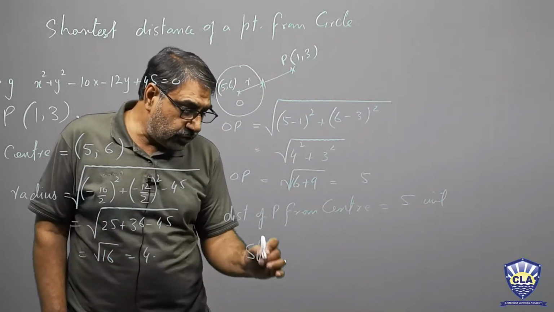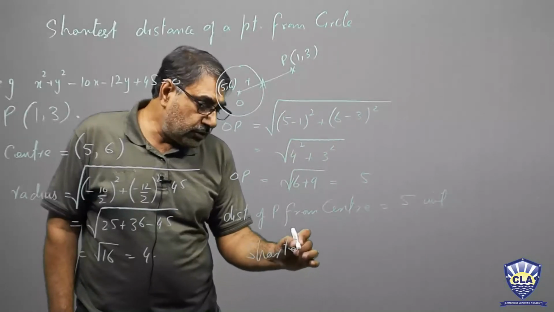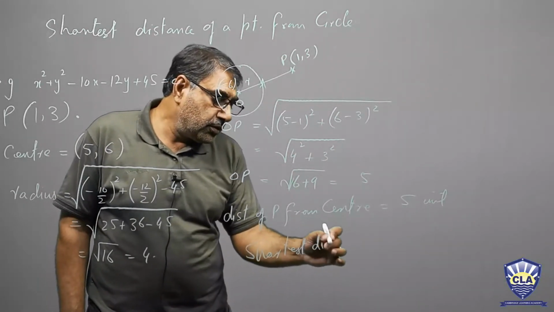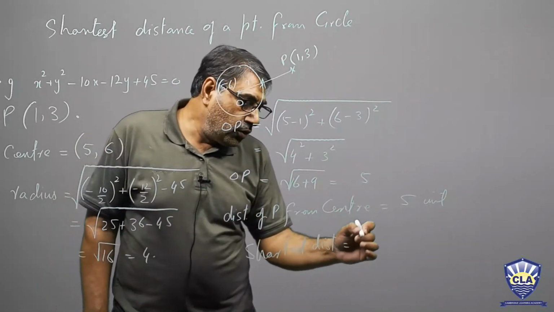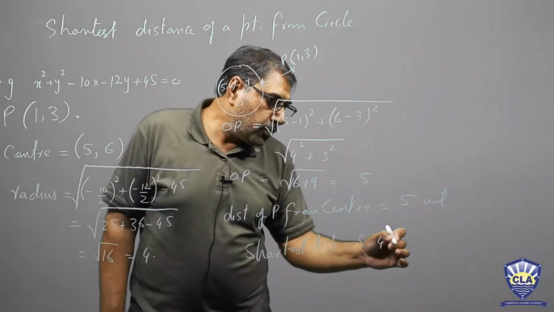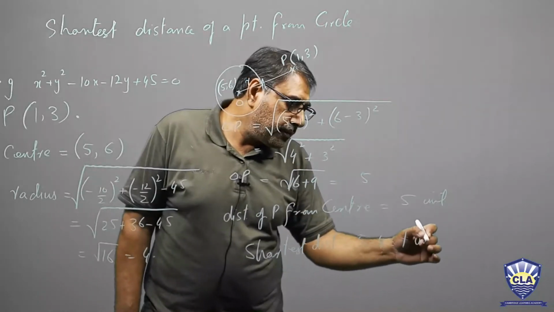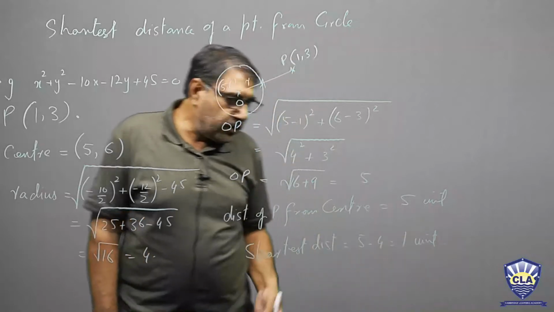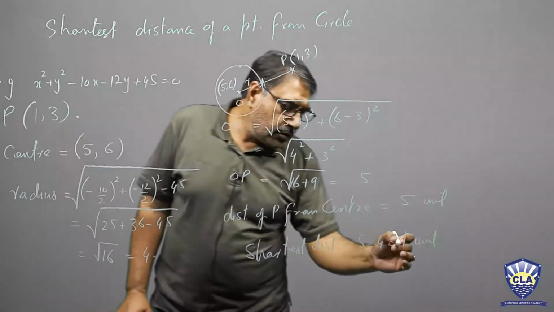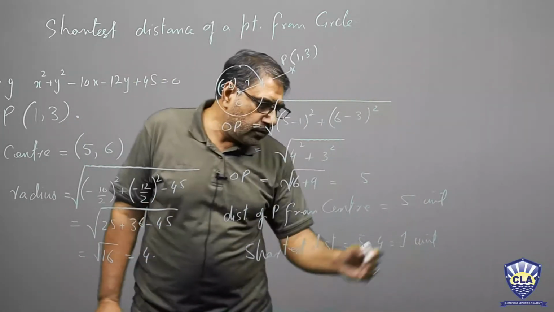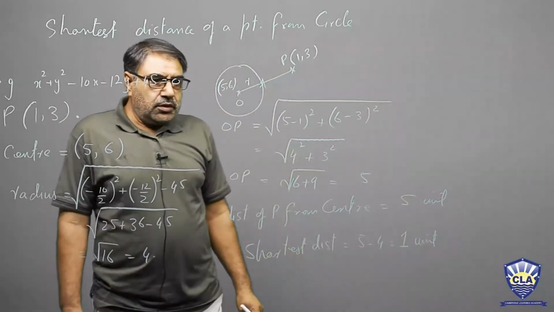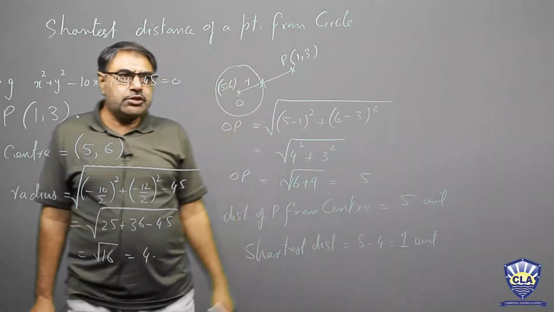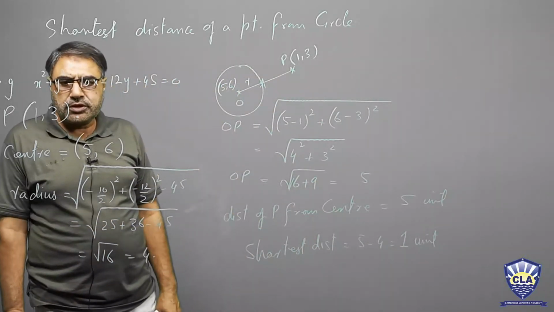and the shortest distance will be equals to 5 minus 4 equals to 1 unit. If it is given in centimeters, then it is 1 centimeter. It is the shortest distance of a point from a circle.